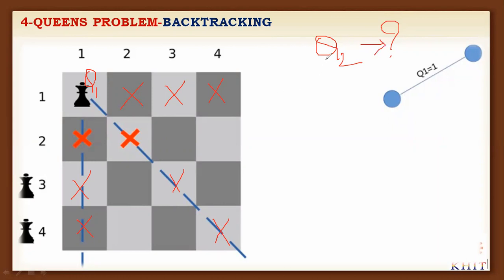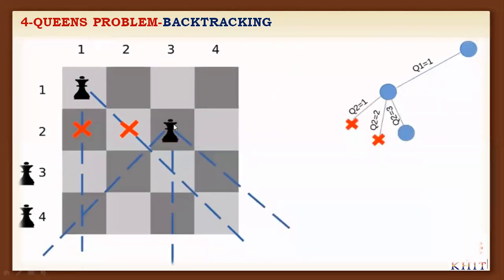So I can place Q2 here. There is a provision to place Q2 here. Why? Because it is a safe mode. I can place Q2 here. Okay, so now let us move on to placing the next queen.